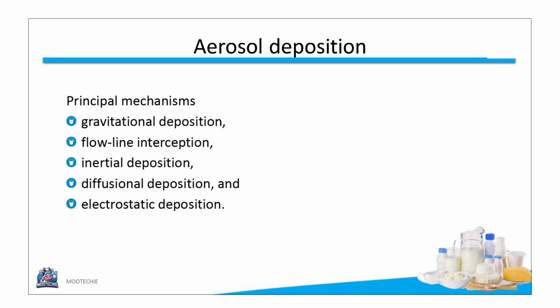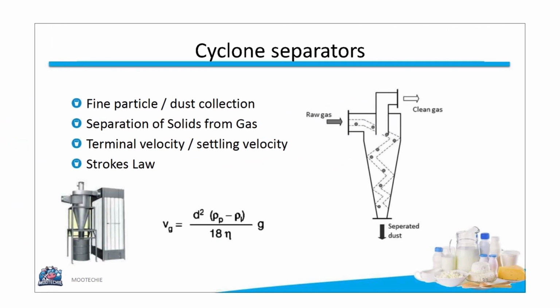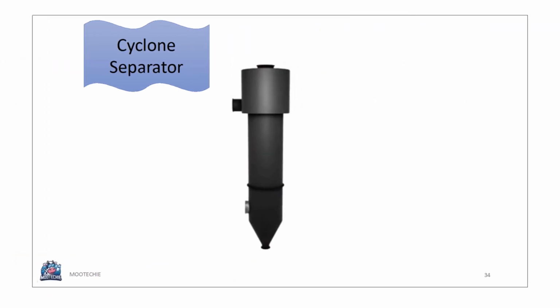One common device for gas-solid separation is the cyclone separator. It is used for fine particle or dust collection, separating solids from gas. The separation relies on the terminal velocity or settling velocity of particles, which can be described by Stokes' law. The equation is V sub g equals d squared times the quantity rho sub p minus rho sub l divided by 18 times eta. The clean gas exits out the top, while the separated dust is collected at the bottom. This slide shows a diagram of a cyclone separator.